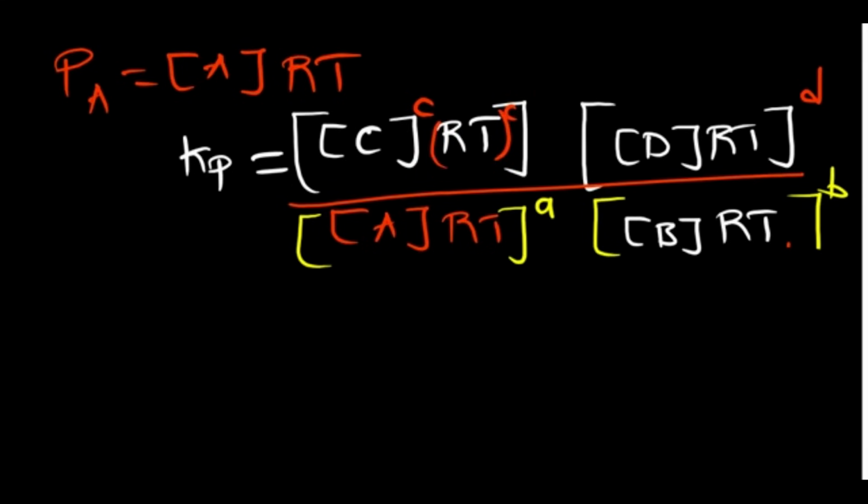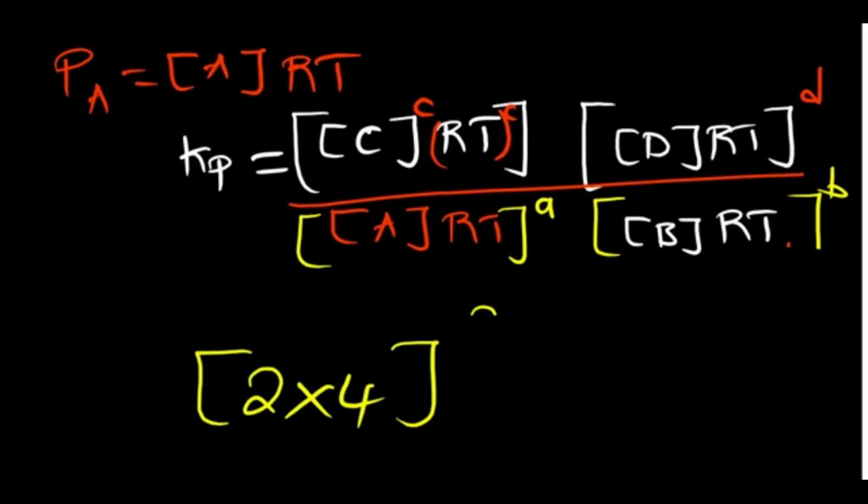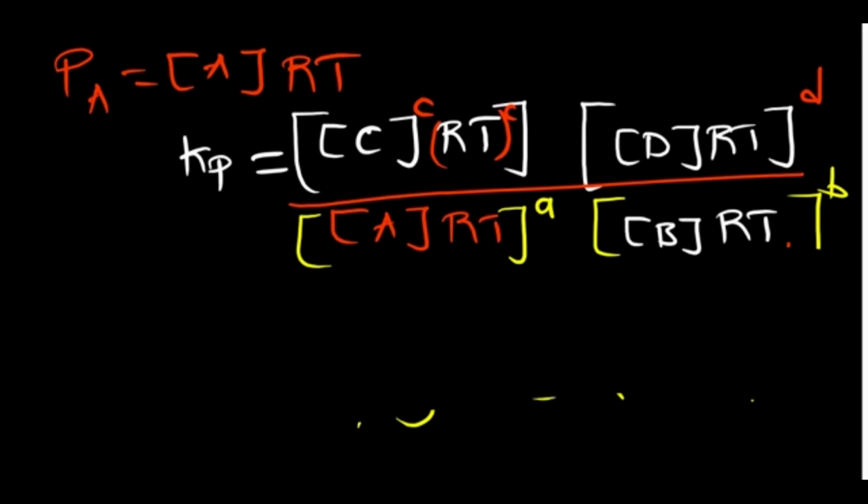So what it means is, if you have 2 times 4, and then this is raised to the power 2, it's the same as 2 to the power 2 times 4 to the power 2. So we are doing the same to what we have. We're just going to distribute the powers. So D is going to be distributed to that concentration as well as RT to the power D. Even on the bottom, A is going to be the power A, and then RT is also going to be the power A. For B as well, the power B, and then RT is also going to be the power B, so that I can remove these ones that are outside.